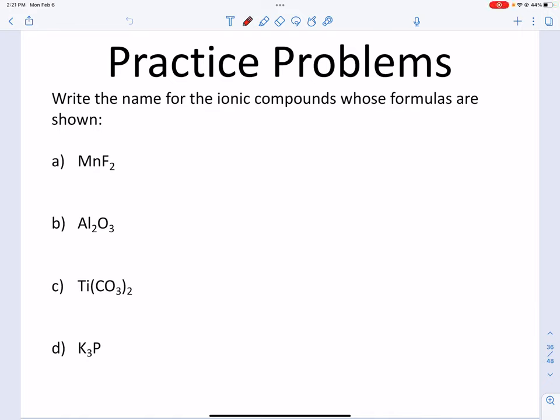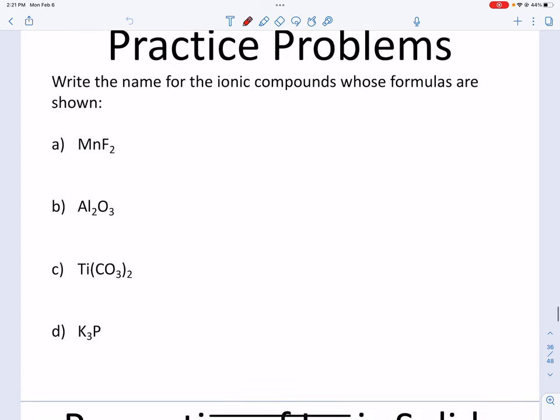Hey everyone, I wanted to go over the naming of these ionic compounds from lecture that we didn't get to do in class. So I'm going to start with A. The first thing you want to do is identify your cation, which is always the first element written, and then the anion, which is always the second element written.